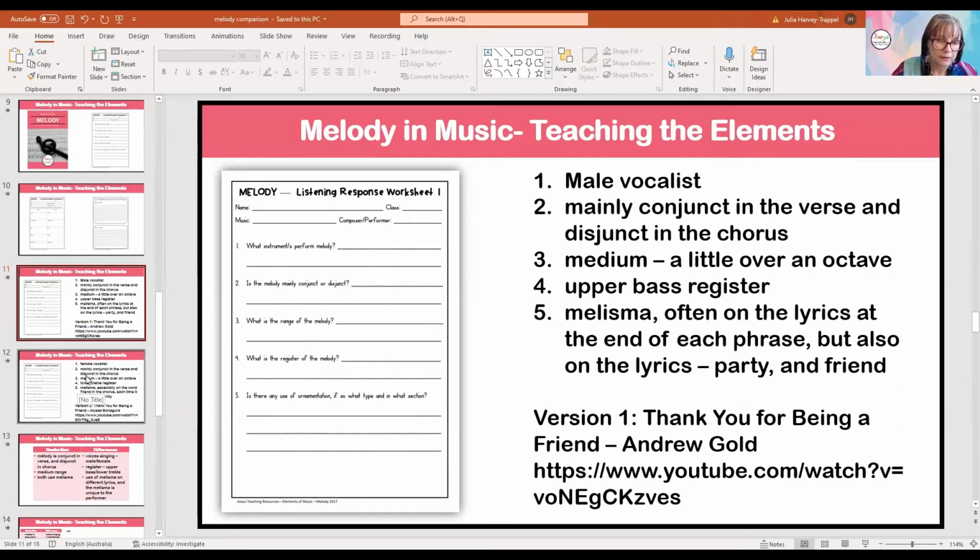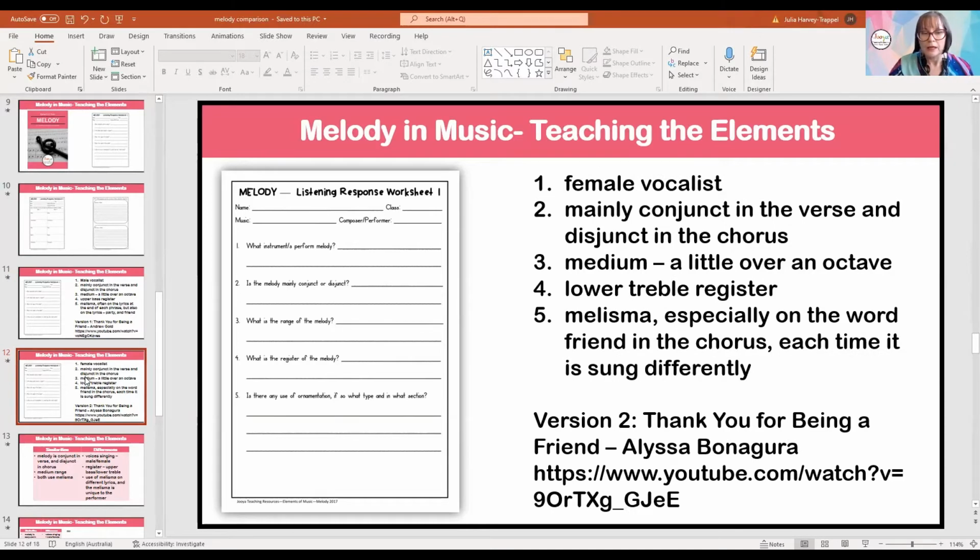So I said I'm not going to play them because I might get in trouble. Same questions. Obviously, we've got a different person singing. So it's a female vocalist, as said, Alyssa Bonagura. Question 2, again, it's the same melody. So she does sing it slightly differently, but it's the same melody. So mainly conjunct in the verse and disjunct in the chorus.